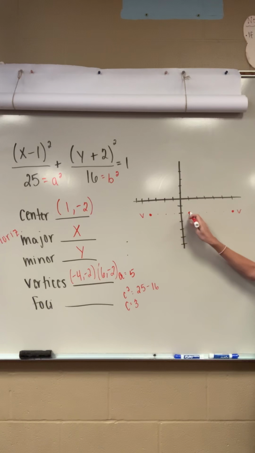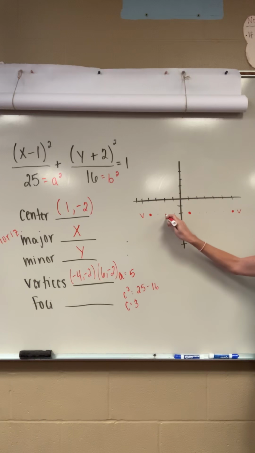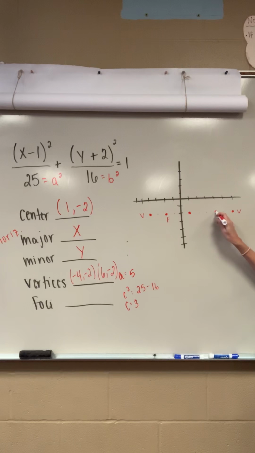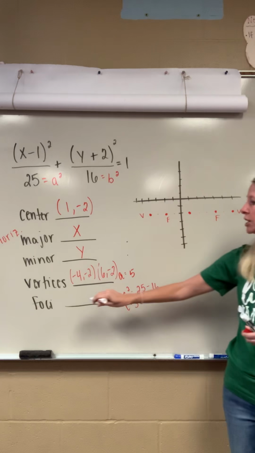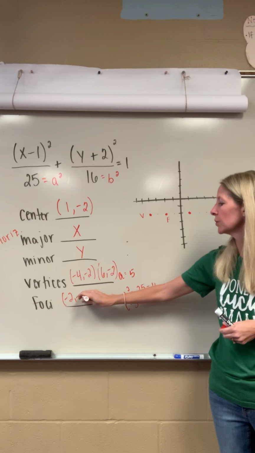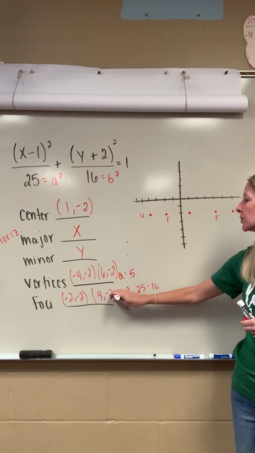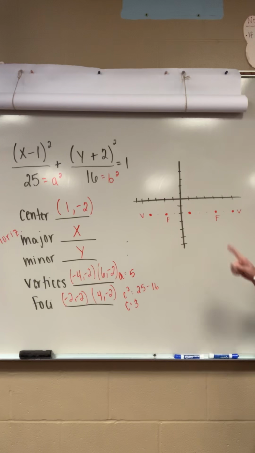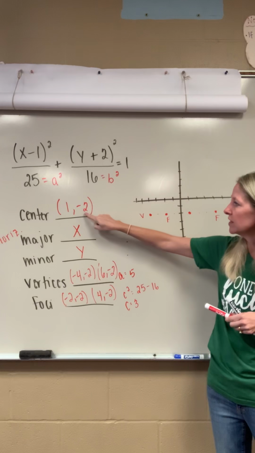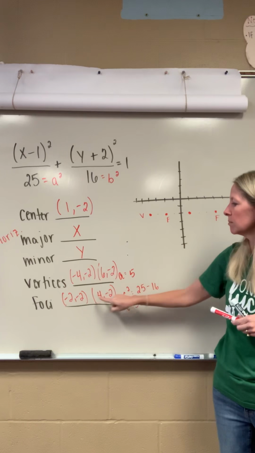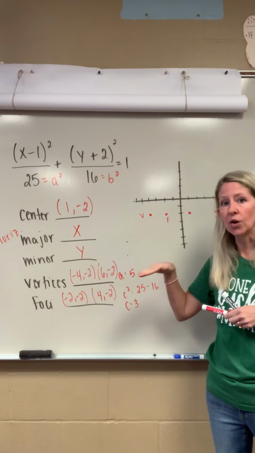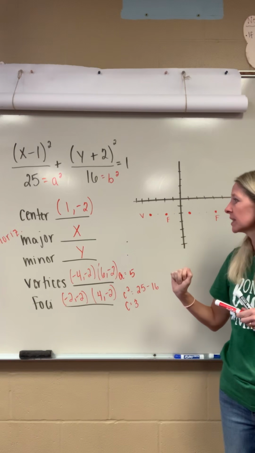For the foci, you're going to do the same thing, but you're going to use C as 3. So from the center, go left 3: 1, 2, 3. From the center, go right 3. And when you identify those foci, you're at negative 2, negative 2, and 4, negative 2. Now notice that everything has moved side to side, nothing's moved up and down. So all of these y values are the same because we've not moved up or down at all. We've just moved side to side.